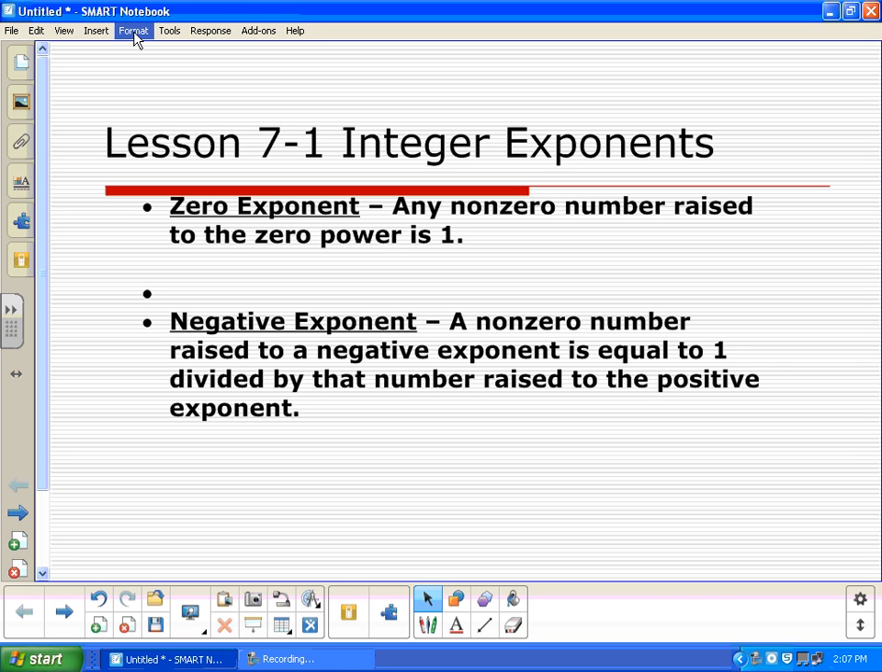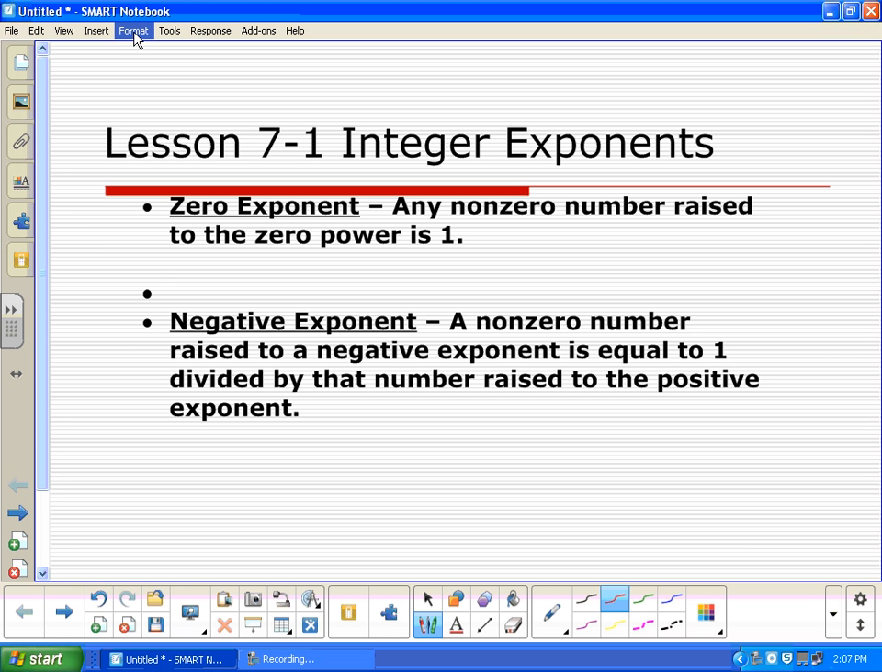Hello, 8th grade. Today we begin a new lesson, a new chapter on exponents and polynomials. In today's lesson, we're going to talk about zero exponents and negative exponents. Any non-zero number raised to the zero power is 1.